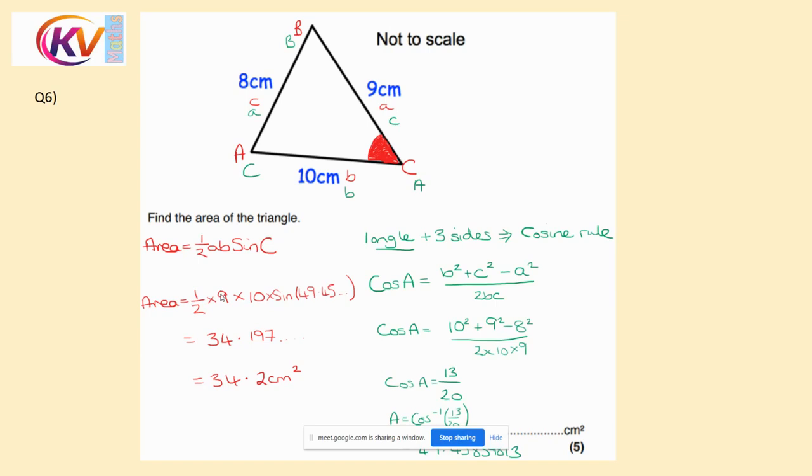All right, so obviously we are building up in difficulty here in terms of the questions that you've seen. So this one's just slightly trickier in the fact that you had to do the cosine rule first and then your half AB sine C, hence it's worth those 5 marks. It's worth a bit more.